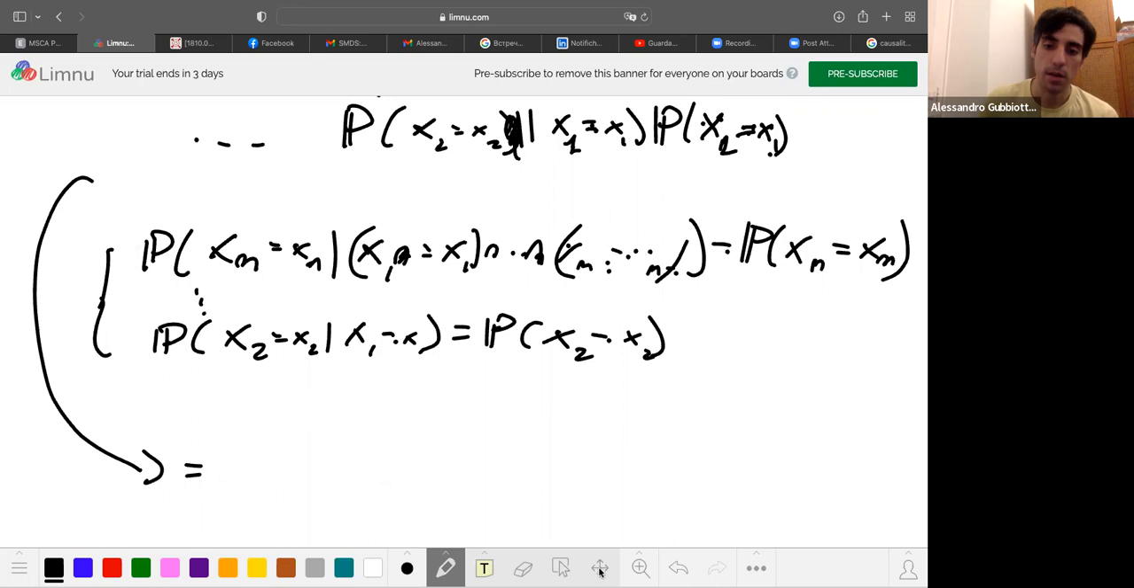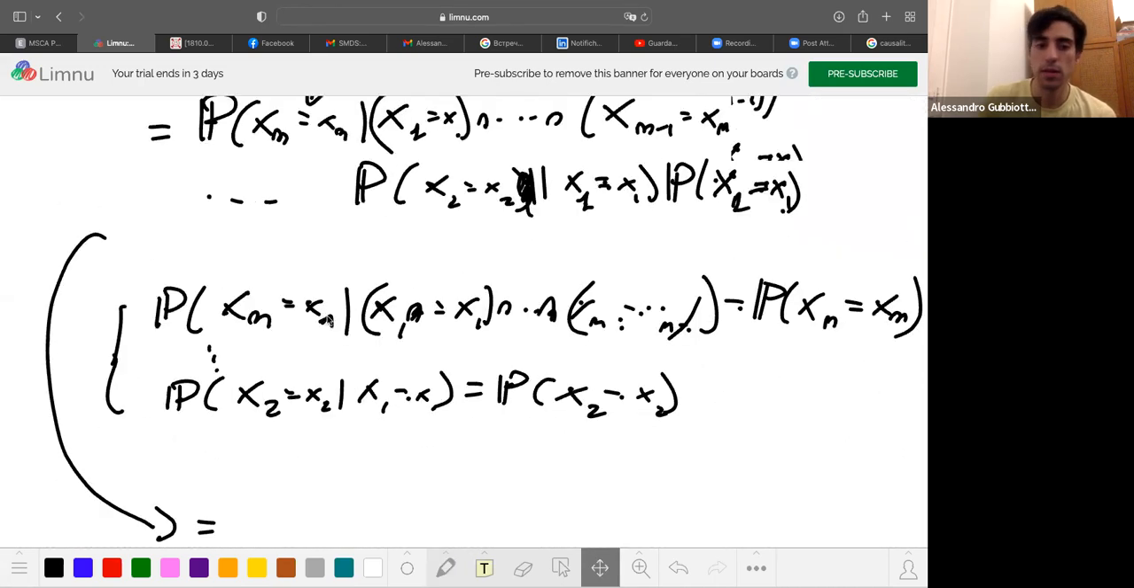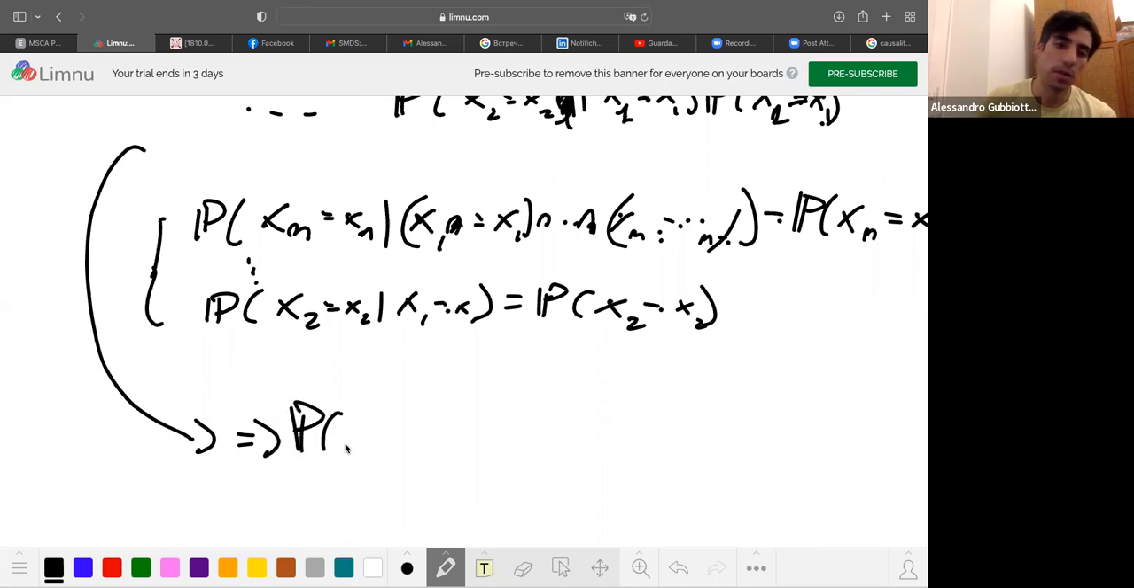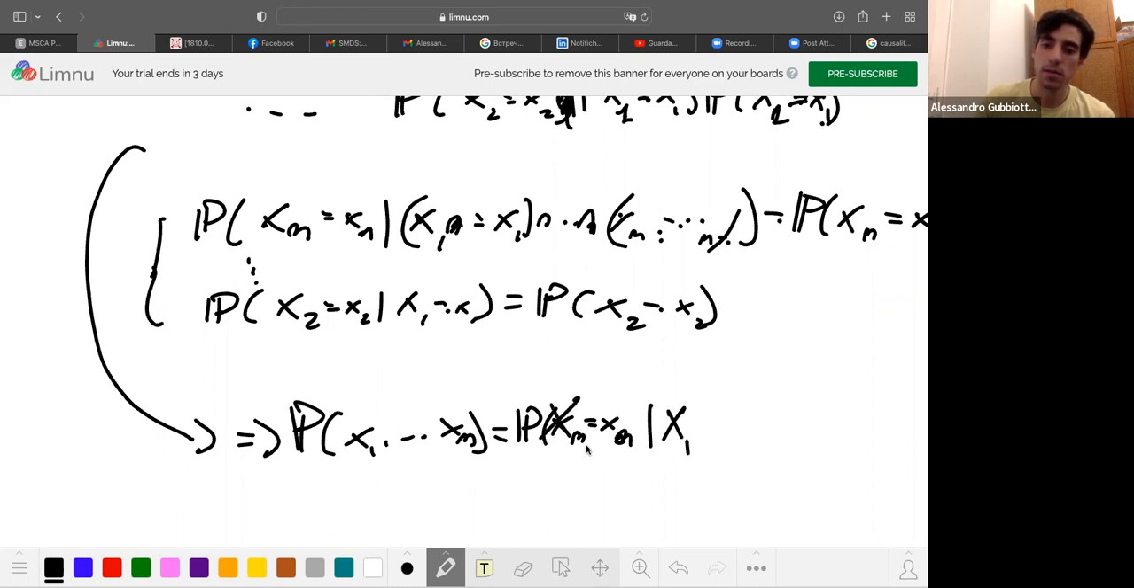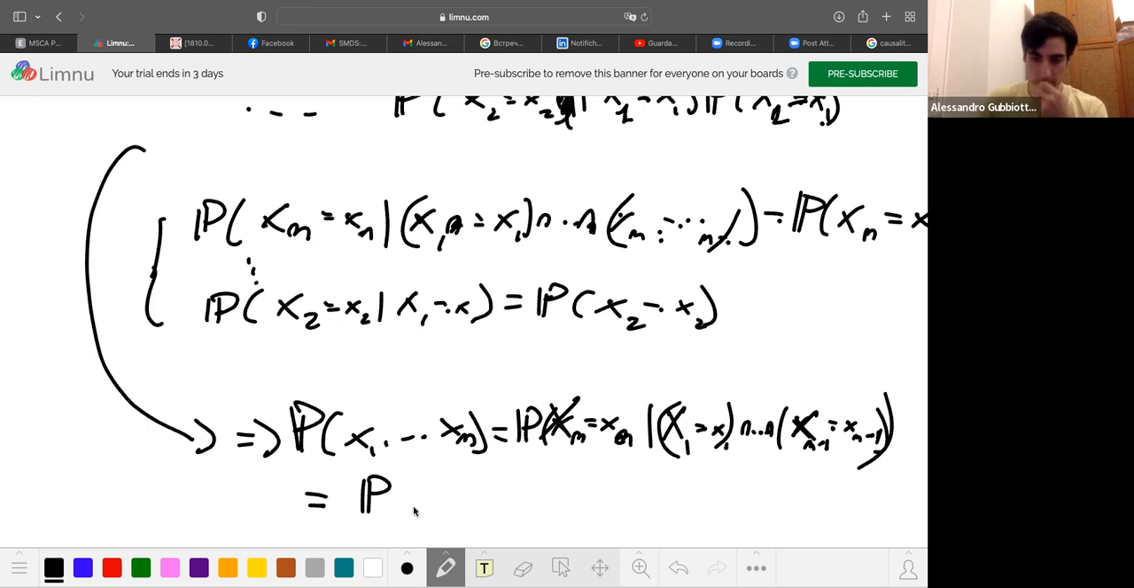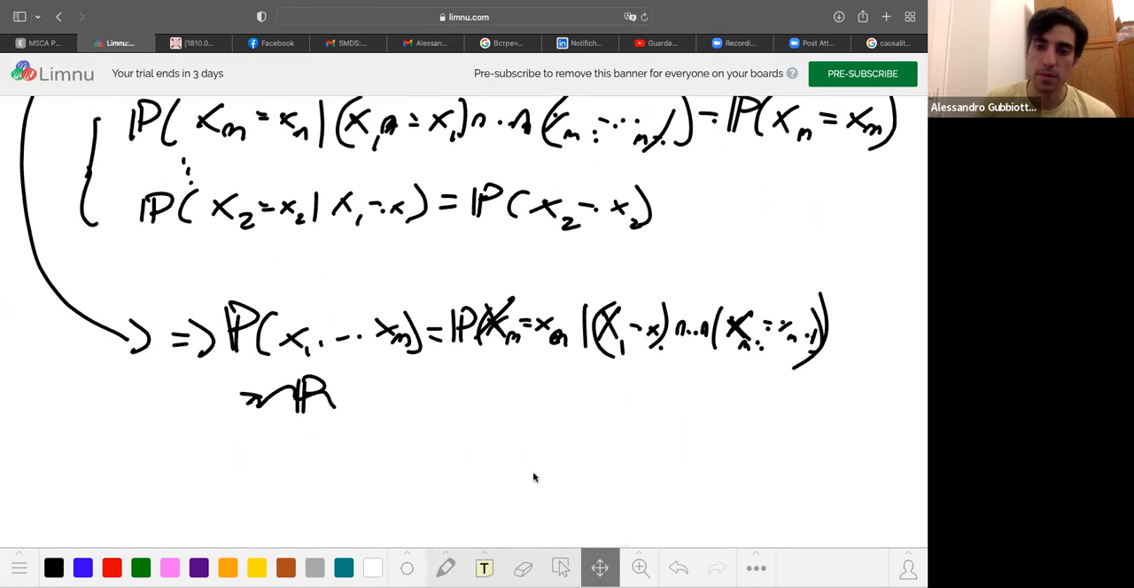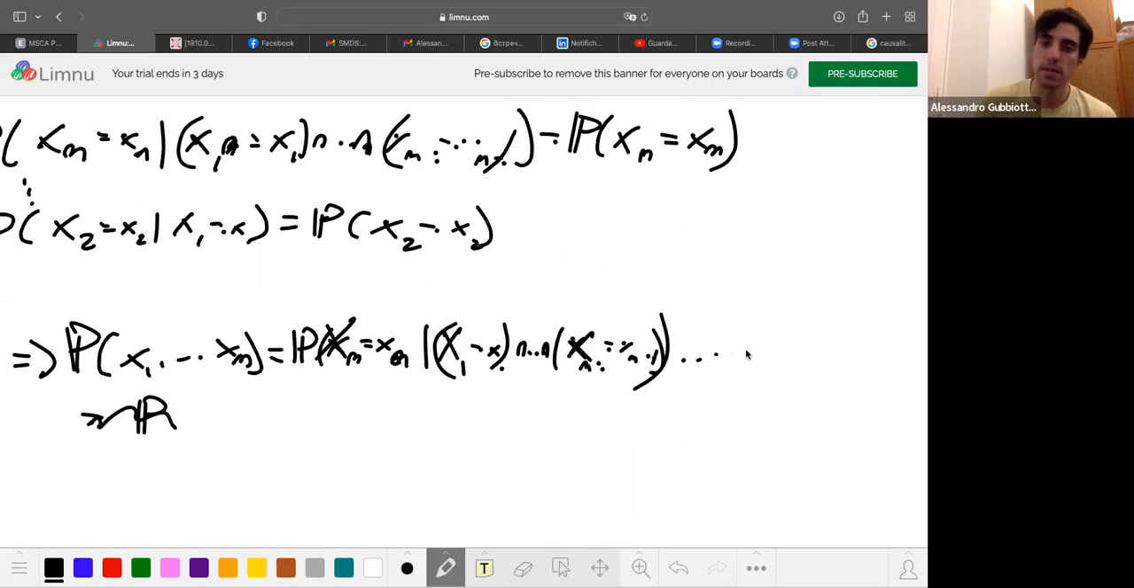the probability in the above equality, to obtain that the probability of x1 ... xn is equal to the probability of xn being equal to little xn, given that capital X1 is equal to little x1 and etc., xn minus 1 is equal to little xn minus 1, times etc. times the probability of x2 being equal to little x2 times the probability of x1 being equal to little x1.